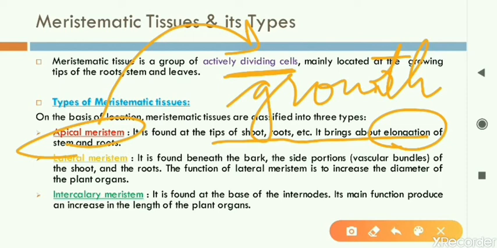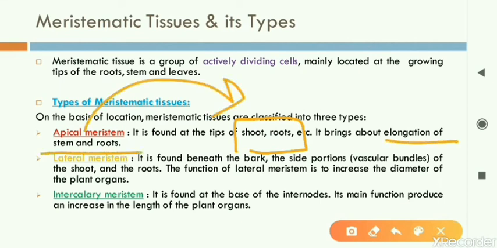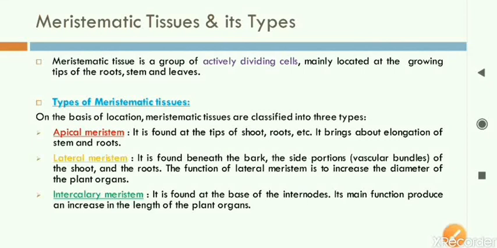The plant body will grow. And where is it growing? It is growing where it is present, at the shoot and the roots, or the stem and the roots. That is why we can say apical meristem leads to the elongation of the stem and the roots. The stem becomes long, that is the plant's height will increase, and the roots will grow downwards, deeper into the soil.